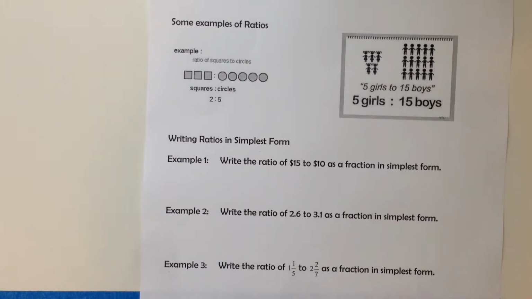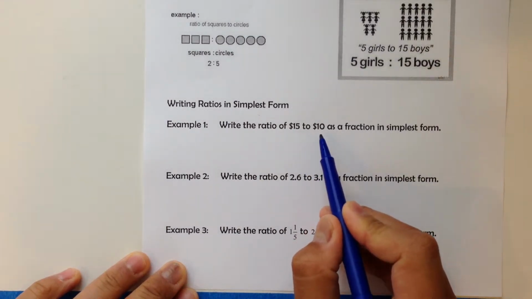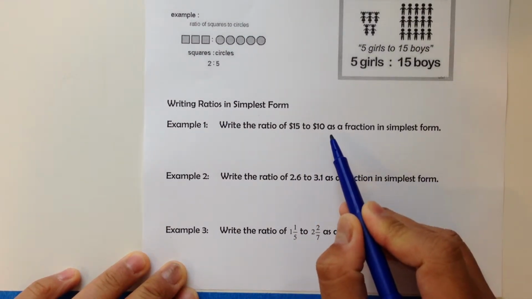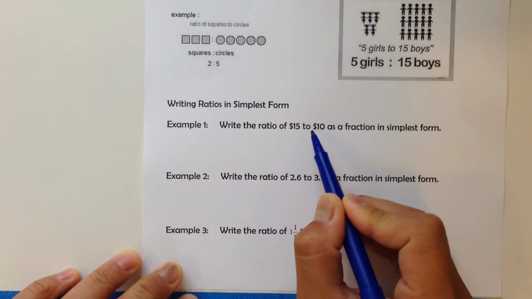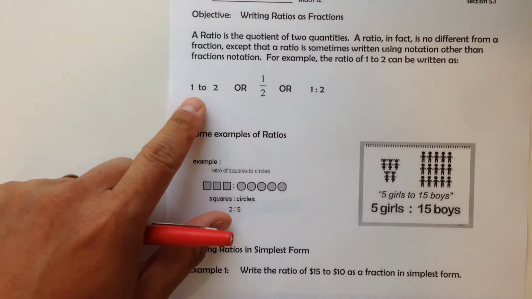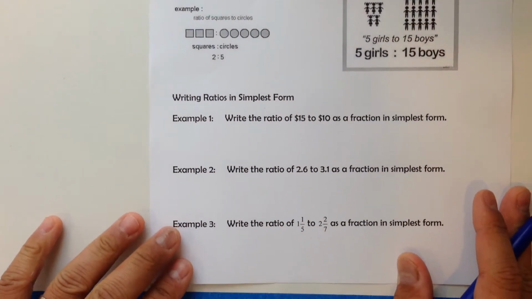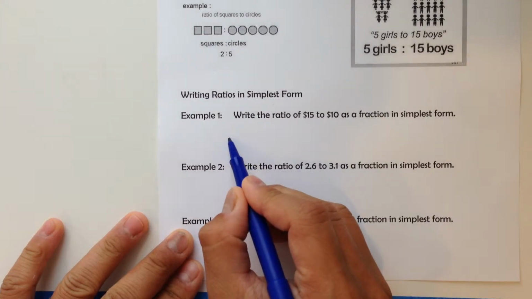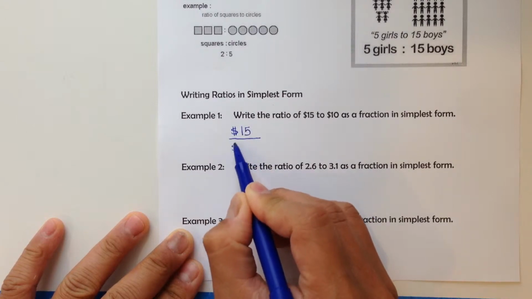Let's take a look at a couple of things I want you to be able to do with ratios. One of the things is how to simplify a ratio. So, given a ratio of $15 to $10, write this ratio as a fraction in simplest form. So we start off by writing this as a fraction. Okay. Remember that 1 to 2 is 1 over 2. So $15 to $10 as a ratio is $15 over $10.